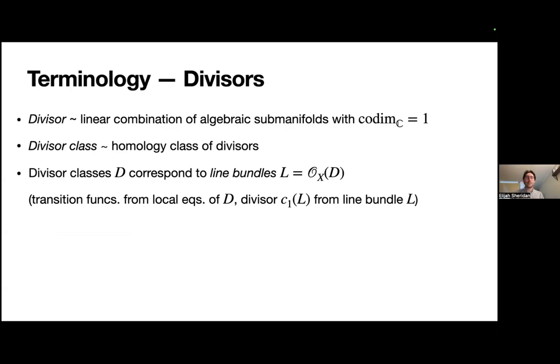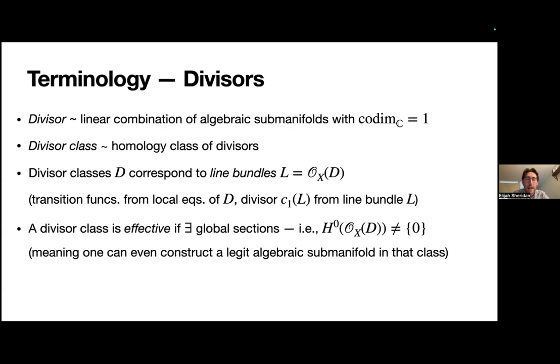I've already alluded to this fact that you should maybe be thinking about divisor classes and line bundles as roughly being in correspondence. As a quick review of this, the local equations that define divisors turn out to be exactly the right data to define the transition functions of a line bundle. And conversely, the first Chern class is a map from line bundles to homology classes. And so this is why I can freely interpolate between these two pieces of data, and I'll do so throughout this talk.